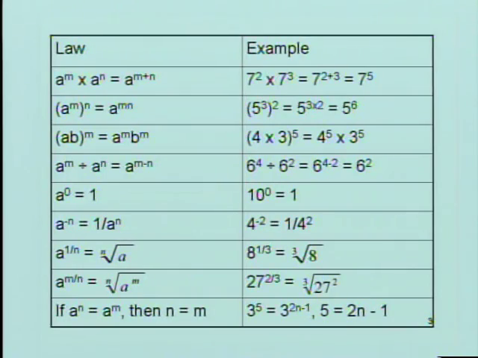The next law, a to the power 0 is equal to 1. The example given, 10 to the 0 power is equal to 1. Any number raised to the power 0 is equal to 1, except when a is equal to 0. The next law, a to the power minus n is equal to 1 over a to the n power. The example, 4 to the power negative 2 is equal to 1 over 4 squared.